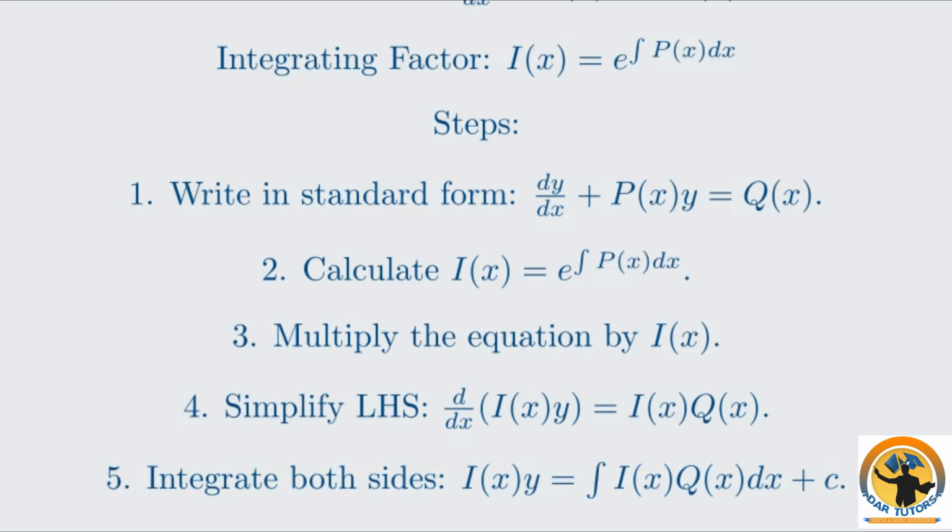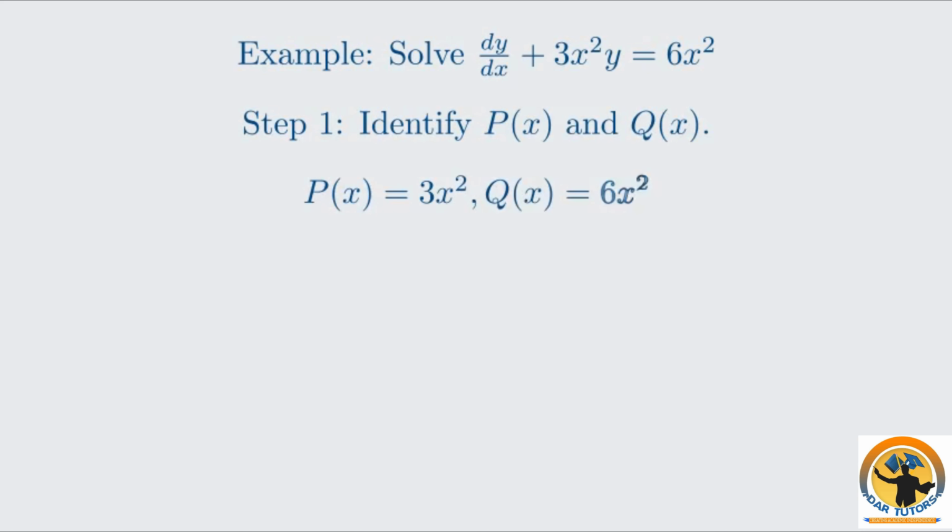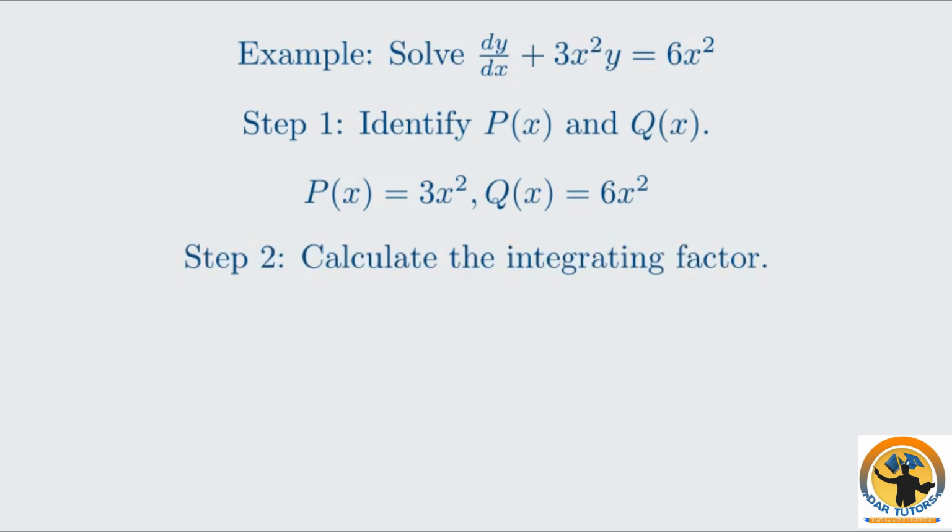This method is particularly useful when the equation is not separable. Let's apply the integrating factor method to solve the equation dy/dx plus 3x squared y equals 6x squared. First, we identify p of x and q of x. The equation is already in standard form, so p of x is 3x squared and q of x is 6x squared. Next, we calculate the integrating factor.